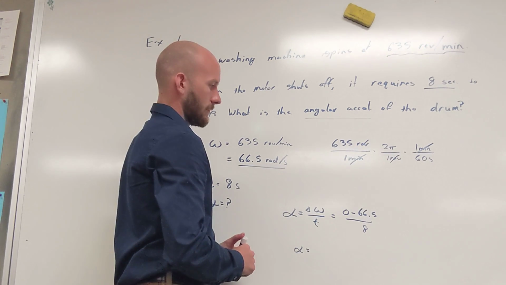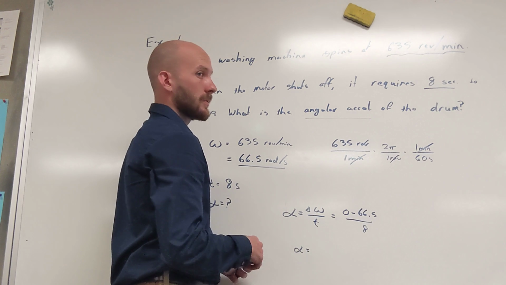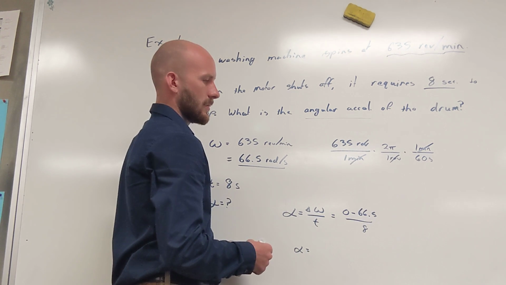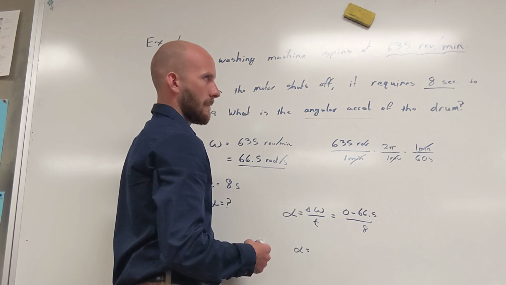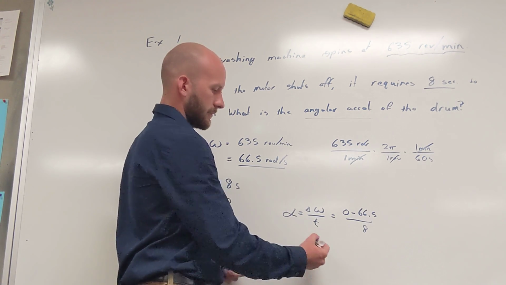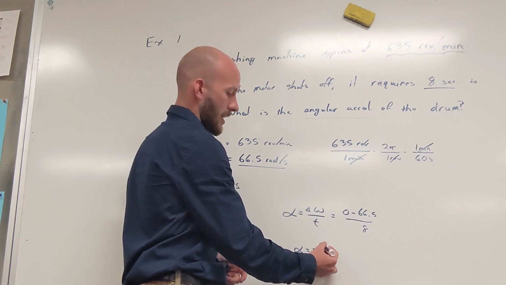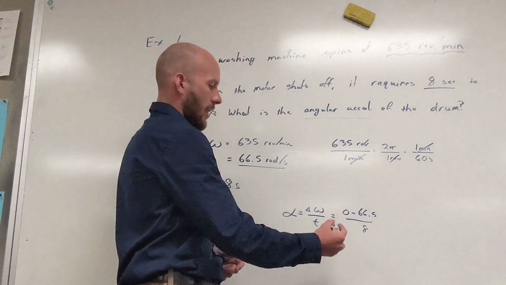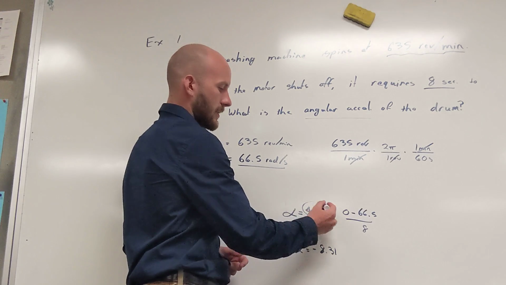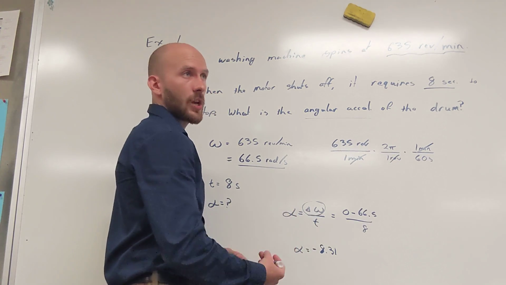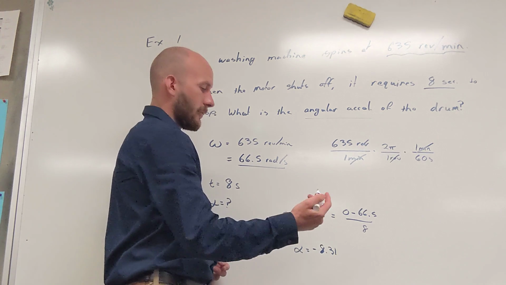Because velocity is meters per second, right? Acceleration is squared, but this will be different. I'll talk about that in a second. First, let's just divide. 8.31, it should be negative. Yep, 8.31. This is delta omega, so that's the change in angular velocity.